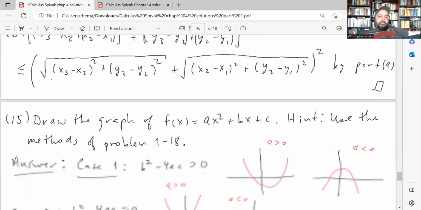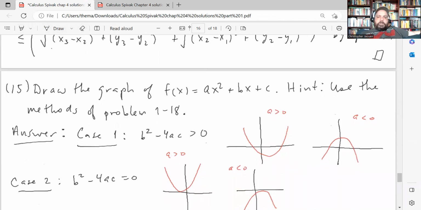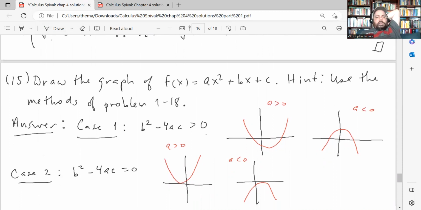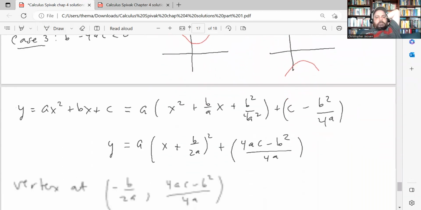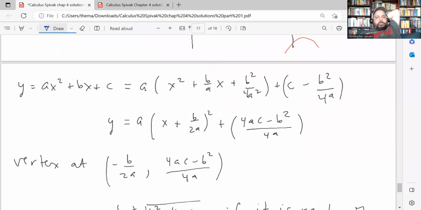Okay, next problem. 15, draw the graph of f of x equals ax squared plus bx plus c. And he gives a hint here to use the methods of problem 118. We also did this problem. Again, you can see the solution that I did for 118 in the videos for chapter 1 in Spivak, so you can take a look at that if you want to.